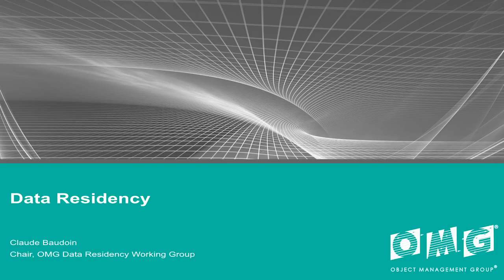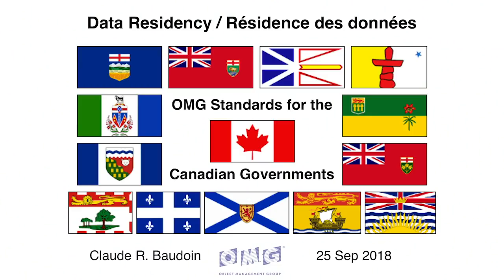I also thought we'd start with a very colorful picture, which should be appealing to Canadians. I hope I didn't forget any of the flags of the provinces, but I counted, so there's 13, so I think I'm okay.